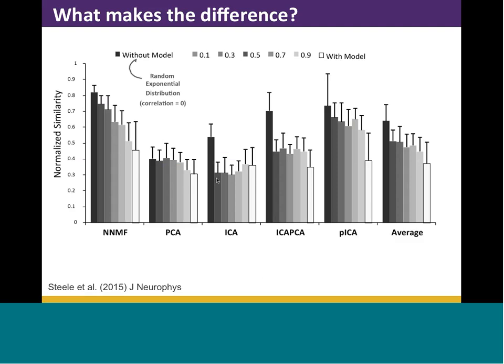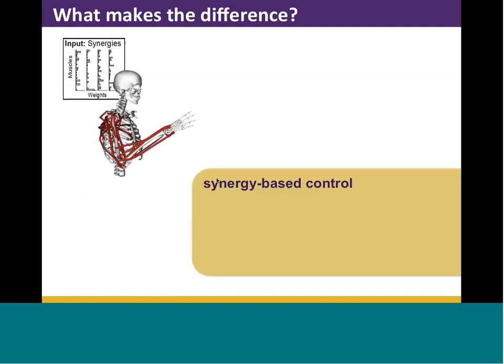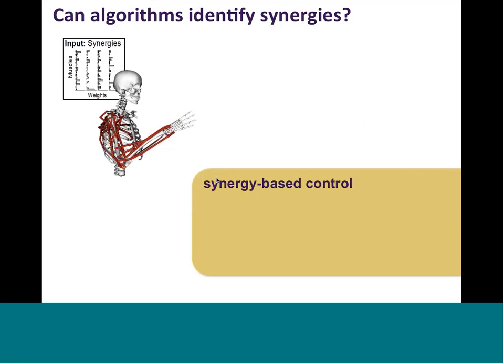But it provides evidence that because of the biomechanical and task constraints that we're dealing with when we have human motion, just by having actions that are correlated that require certain muscles to be activated together more frequently, we decrease our ability to accurately identify the underlying synergies. And so what does this mean for that original question that we asked? Can the algorithms identify synergies?